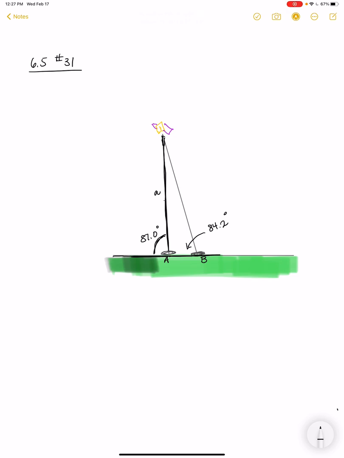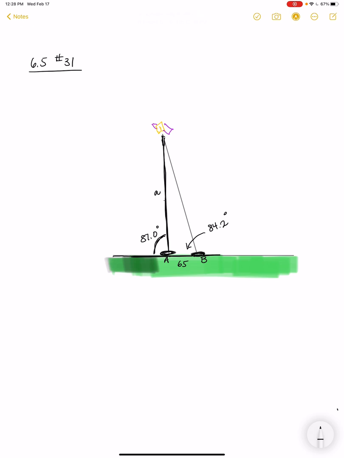Okay, I'm going to work number 31 from 6.5. Now, I'm given these two satellite tracking stations, A and B, and that satellite up top. I'm given two angles, and the questions may vary. What varies in these questions is how far apart the two tracking stations are. In the problem I'm doing right now, the two stations are 65 miles apart, so I'm going to go ahead and label that.